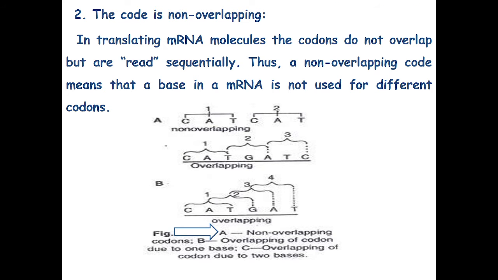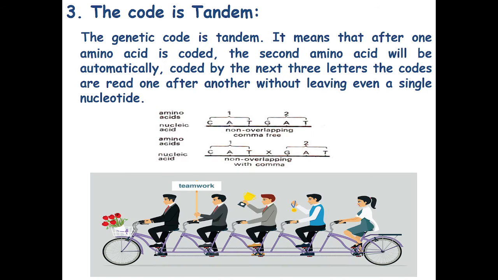The codes are non-overlapping, which means that once a codon is read during the process of translation, none of its nucleotides will be read again for the coding of the next amino acid. So this is the meaning of non-overlapping codons.